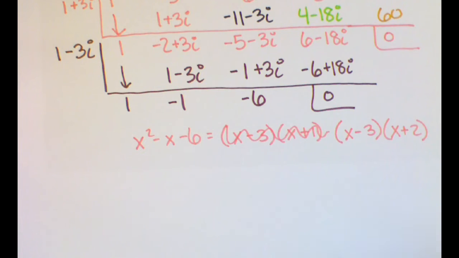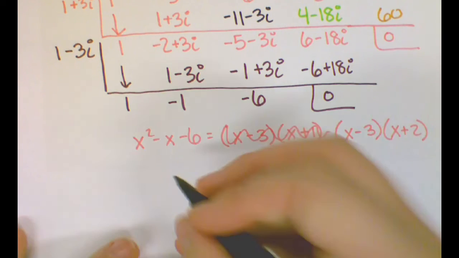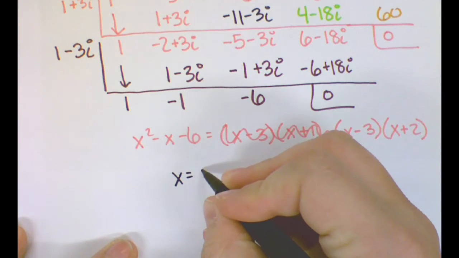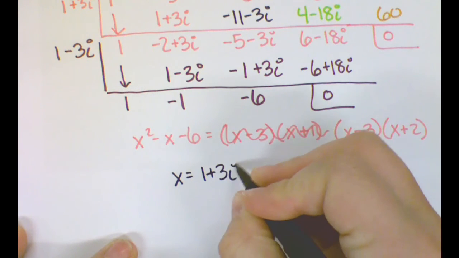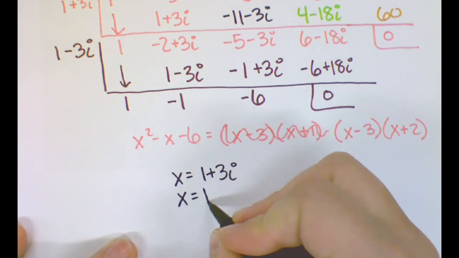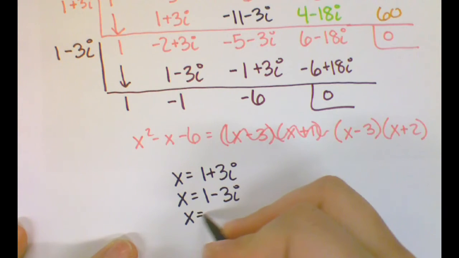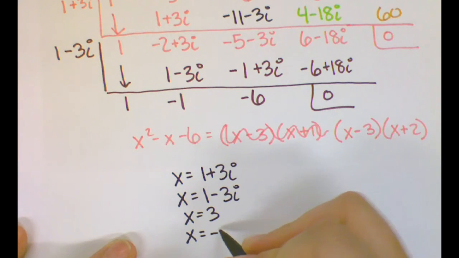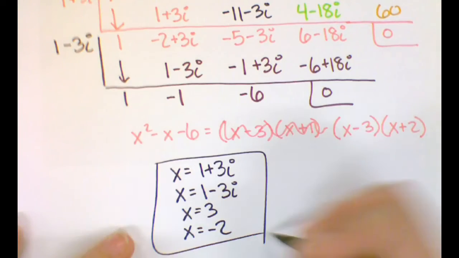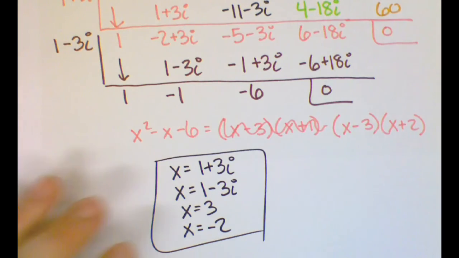There we go. So, all of our zeros. First 0 was given to us. It was 1 plus 3i. Second 0 we knew automatically was 1 minus 3i. Next 0 is 3. And the fourth 0 is negative 2. There are all of our zeros for this function.